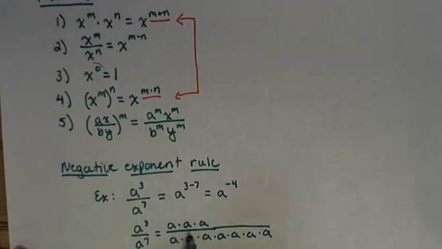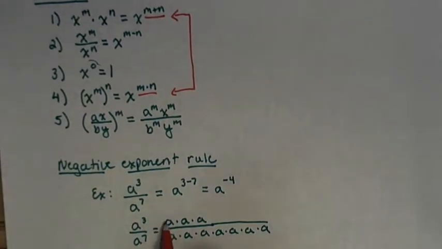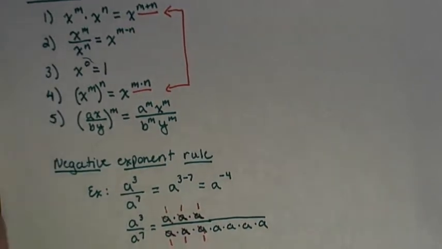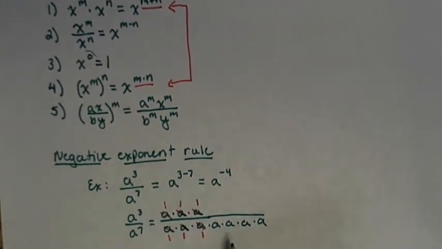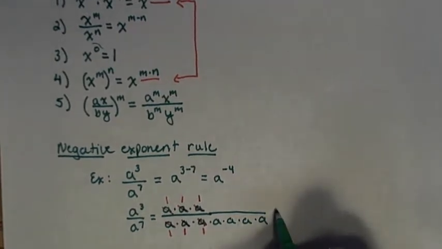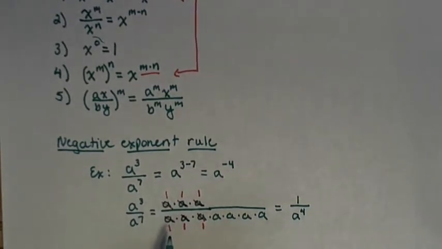Now, if I have the same factor on top as I do on the bottom, I can simplify that. So a and a will cancel. A and a cancel. And I have one more set of a's that cancel. But notice that I have 4 a's left in the denominator. So this simplifies down to 1 over a to the 4th. Now, this is 2 ways of doing the exact same problem.